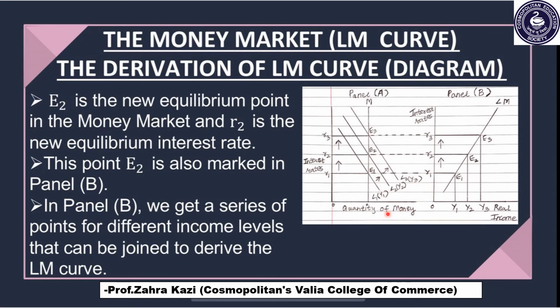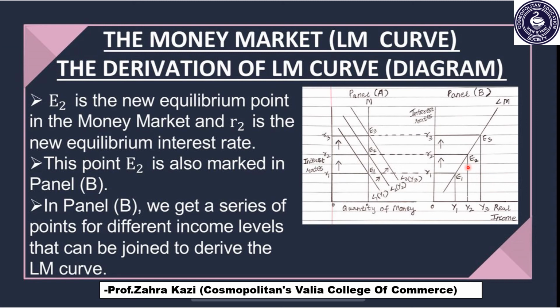Now, the new equilibrium point E2 in the money market has the rate of interest R2, which is a new equilibrium rate of interest, along with the new level of income, that is Y2. This E2 point is now marked in panel B.